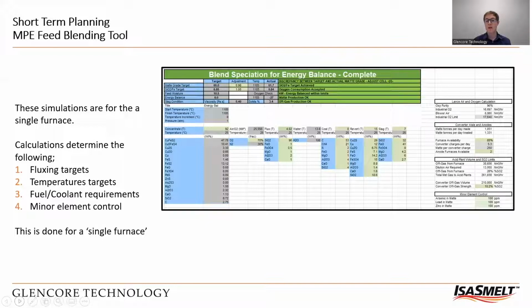So you can see there we have our MPE tool here. This is one tool that we use quite commonly and is very successfully used in a range of operations. Generally, Excel-based tools are quite good here, and they're very customized for the particular furnace that's being used. Each furnace behaves very differently.